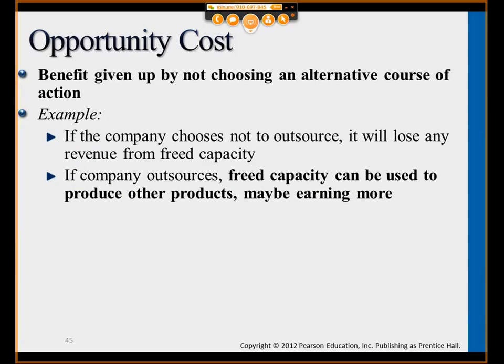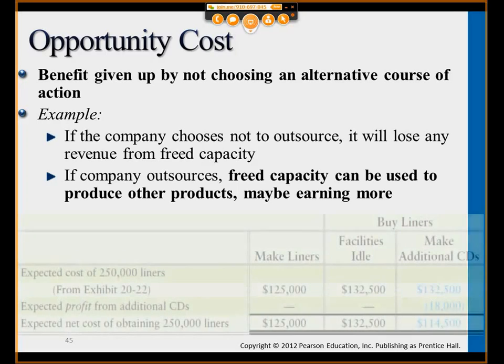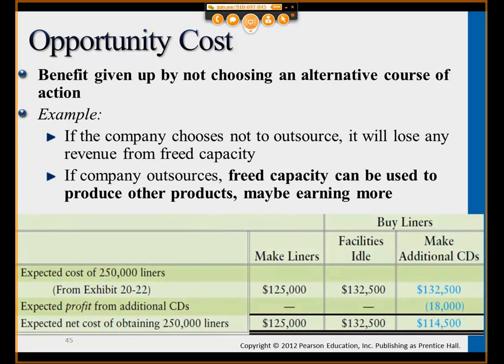Let's look at another important terminology here. It's our opportunity cost. The definition of opportunity cost is a benefit given up by not choosing an alternative course of action. Let me give you an example. If the company decides not to outsource, it will lose some revenue from the freed capacity. But if the company decides to outsource, the freed capacity can be used to produce other products, and it may even increase the earnings.